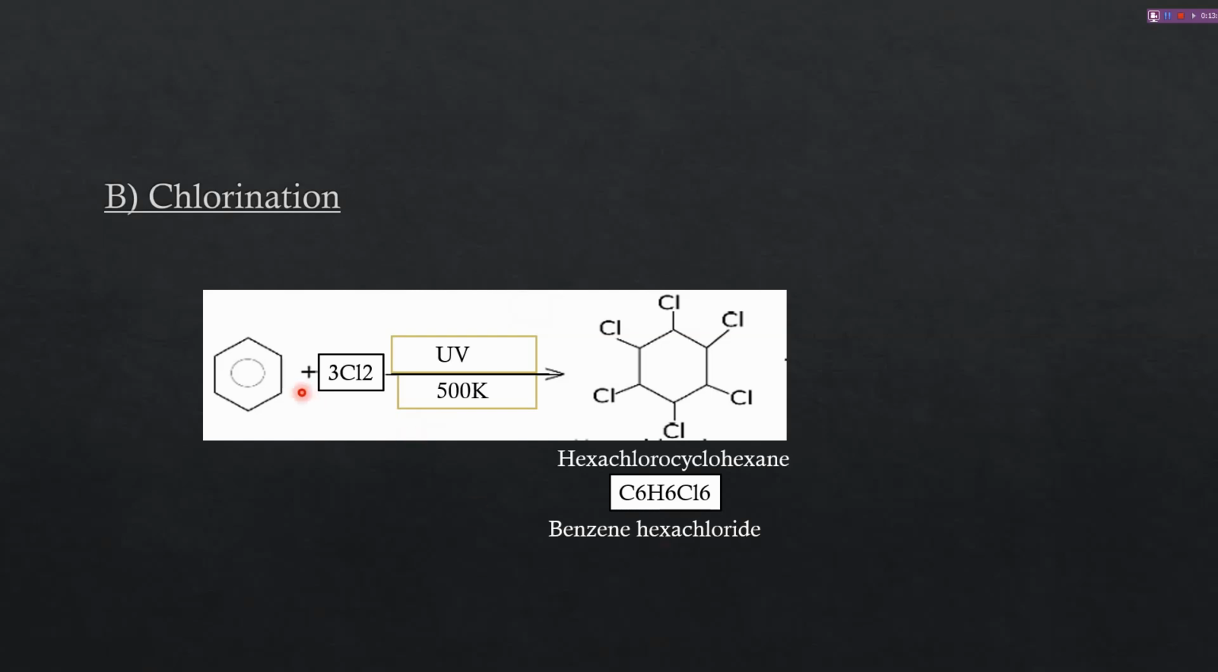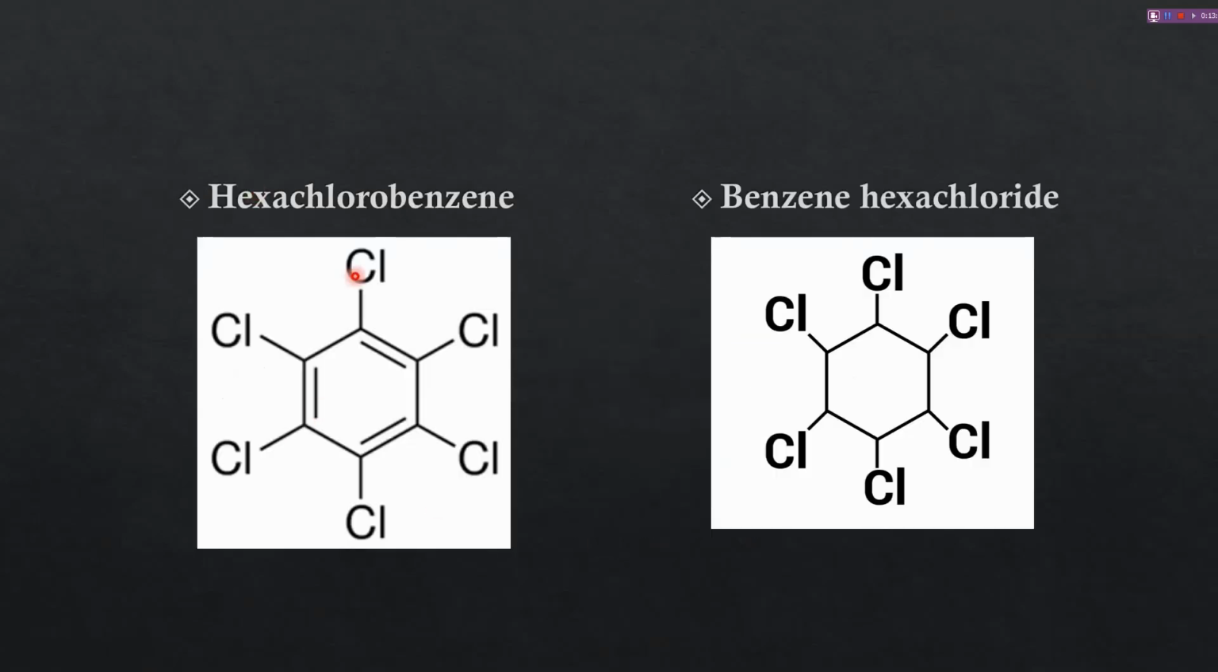So here what happens, benzene plus 3Cl2 in the presence of UV and 500 Kelvin gives hexachlorocyclohexane or benzene hexachloride. Here all are single bonds, right? Cyclohexane, hexachlorocyclohexane. So here H is also attached, which is not shown, but H is also there. So it is C6H6Cl6. Whereas in the other reaction, it was hexachlorobenzene and this is benzene hexachloride. So this can be confusing.